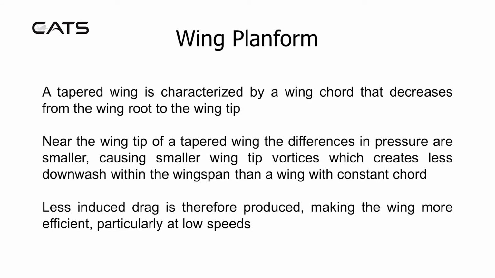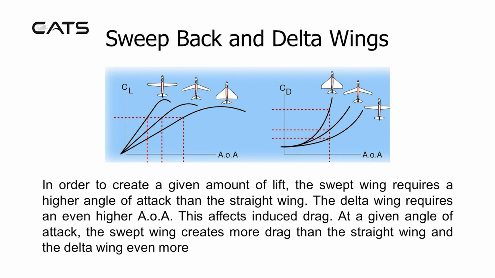Wing planform. A tapered wing is characterized by a wing chord that decreases from the wing root to the wing tip. Near the wing tip of a tapered wing, the differences in pressure are smaller, causing smaller wingtip vortices, which creates less downwash within the wingspan than a wing with constant chord. Less induced drag is therefore produced, making the wing more efficient, particularly at low speeds.